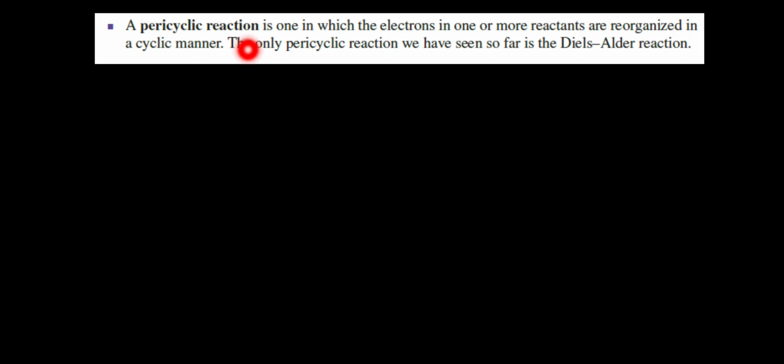It is called a thermal reaction if heat is involved, and a photochemical reaction if light is involved. Okay, so a pericyclic reaction is one in which the electrons in the reactant are reorganized in a cyclic manner. That means there is only rearrangement of electrons. Only electrons are moving, and either a pi bond will break or a new sigma bond will be formed. And what is formed during the course of a pericyclic reaction? Only one cyclic transition state is formed.